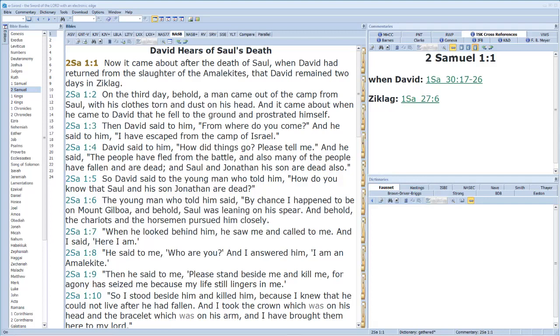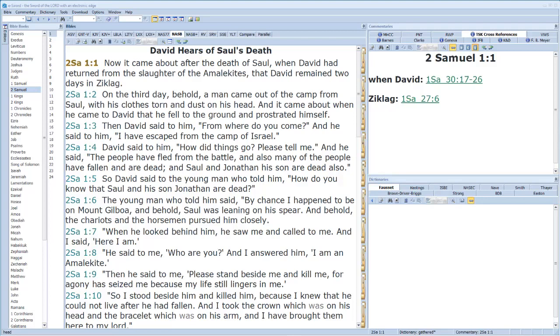And so it says in verse 2, "On the third day," in other words, the third day that he had returned, "a man came out of the camp from Saul with his clothes torn and dust on his head." So on the third day, after the battle had gone on, this man comes with his clothes torn and dust on his head. Usually in that day and time, that was a sign of mourning or great distress, when they would throw dust on their heads and rip their clothes.